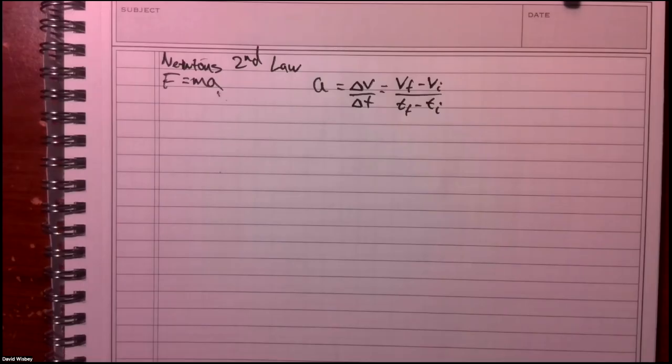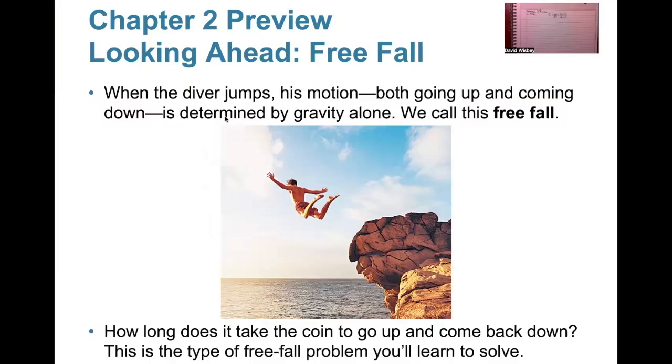And so we'll spend a lot of time talking about Newton's laws, but that's a big one, okay? So when a diver jumps, his motion is he's falling down because of gravity, and we call this free fall. So if you're just falling, then you're in free fall. Okay, so there's Pikachu.